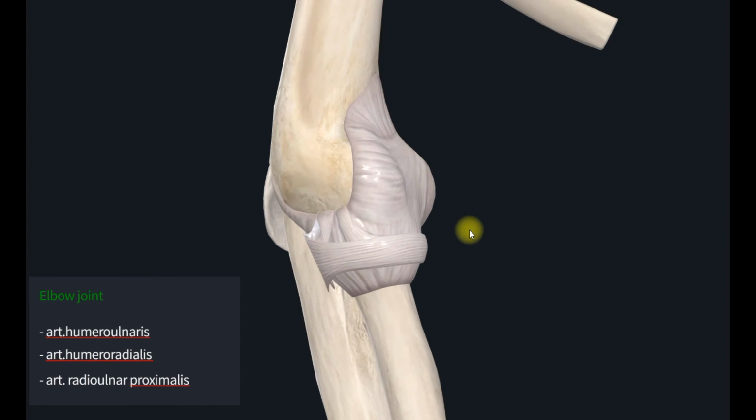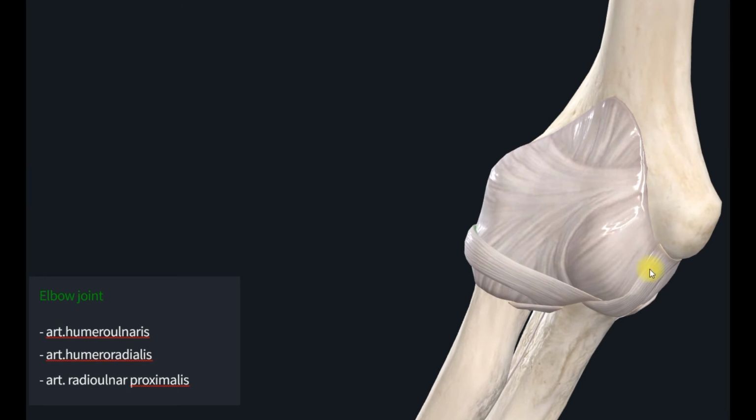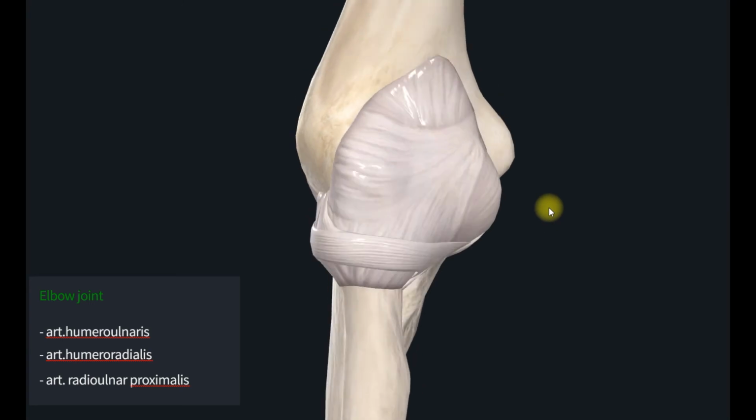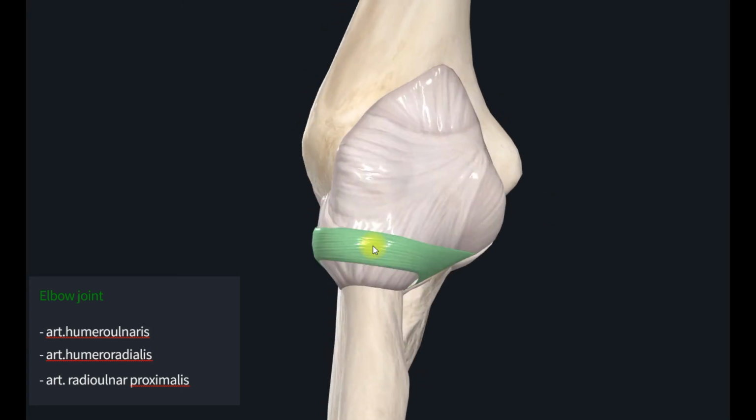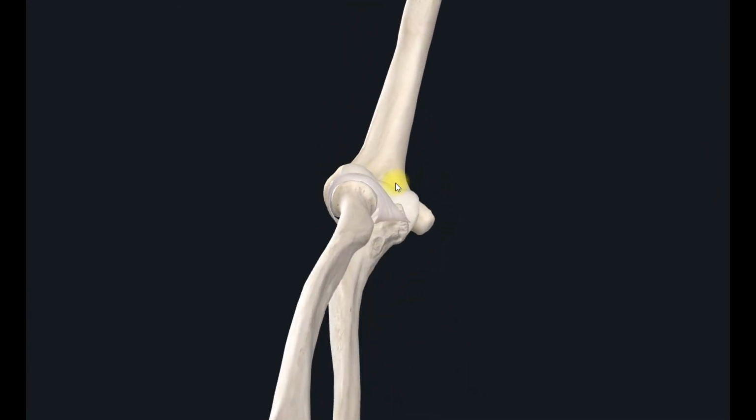The ligaments of this joint. There is the collateral ligament: the radial collateral, or lateral collateral, and the ulnar collateral, or call it the medial collateral. Also, the ligament which is located in this joint is the annular ligament of the radius, which protects and fixes it inside the joint.